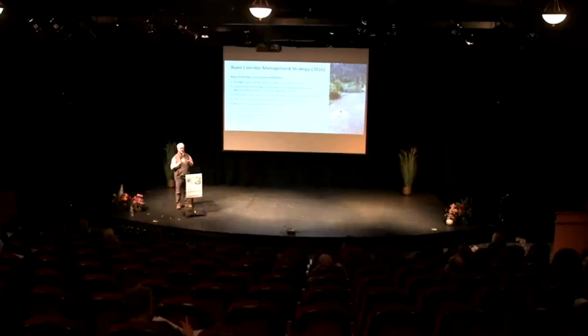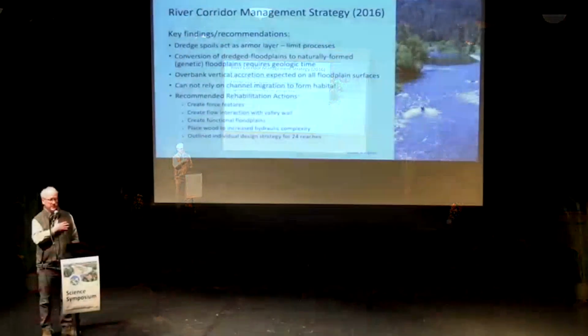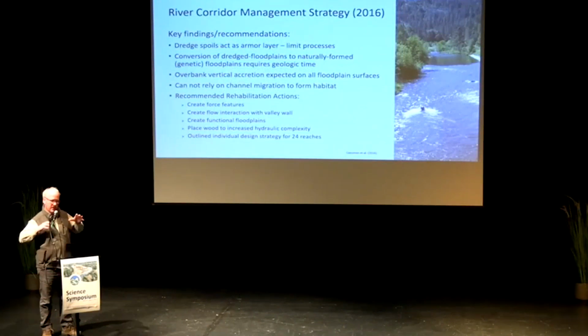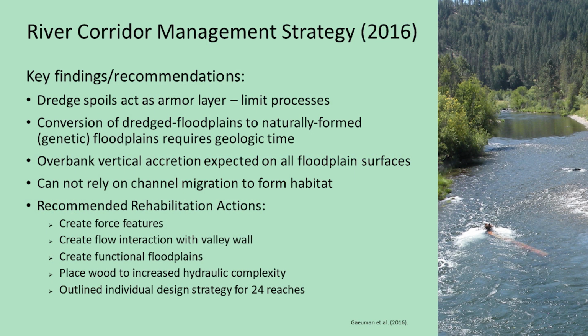Floodplain development is going to occur by overbank deposition, and we can't rely on channel migration to reform that habitat. We're just not able to create channel migration with the current conditions. So some of the ideas that were endorsed into the rehabilitation strategies was we needed to create more force features. In other words, direct the river against obstacles that then create scour around it and create a complex flow field and create erosive material that then can be picked up by the river and increase the sediment supply. This is also kind of the idea of interacting with the valley wall where possible, where we could create these different conditions.